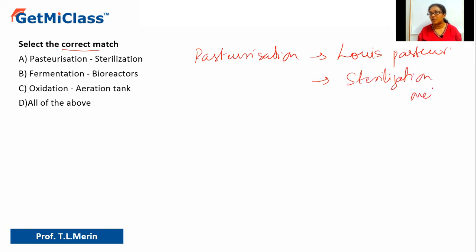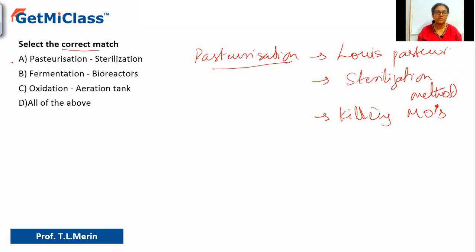Sterilization method. And why do we call it a sterilization method? Because this helps in killing the microbes, or it is sterilizing the products. It helps in killing microorganisms. So that is why we consider this as sterilization. Here they boil the liquid or milk at a high temperature, and sudden cooling is done so as to bring about a temperature shock among the organisms and they will die. And that is what is pasteurization. So pasteurization, sterilization, yes, it's a correct match.